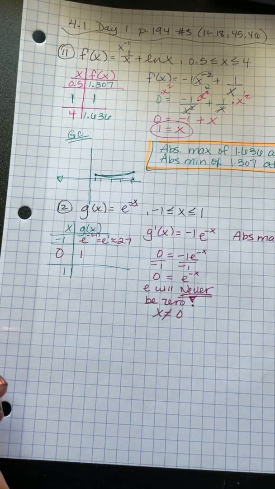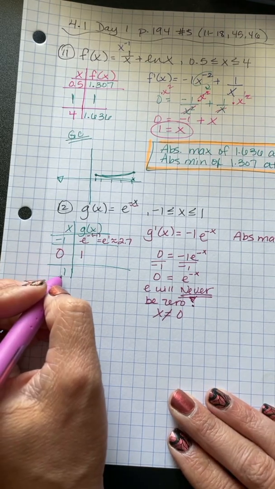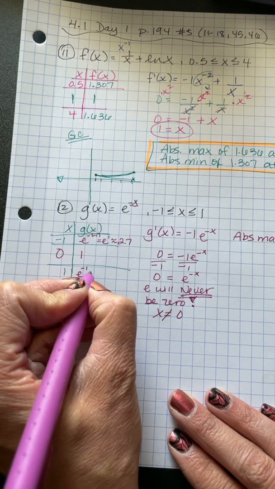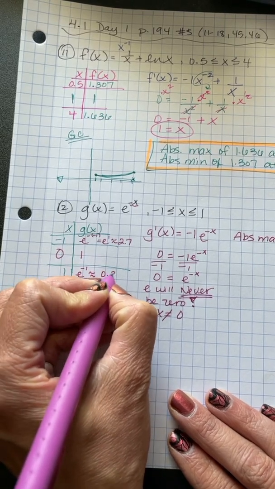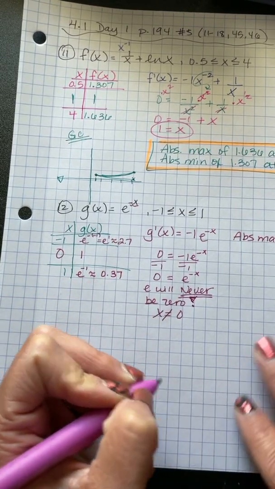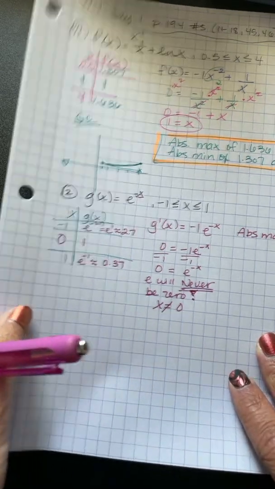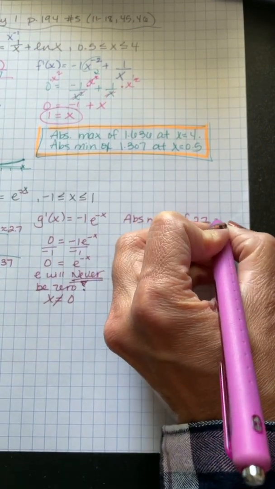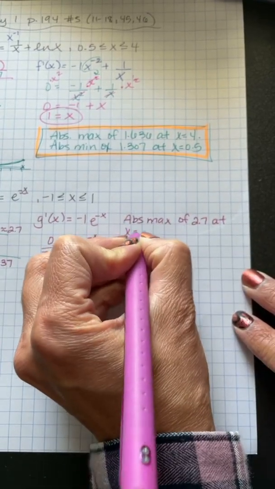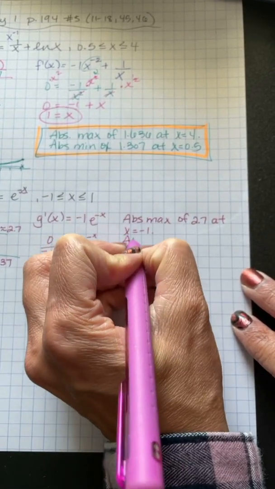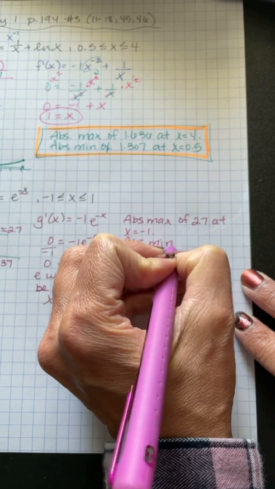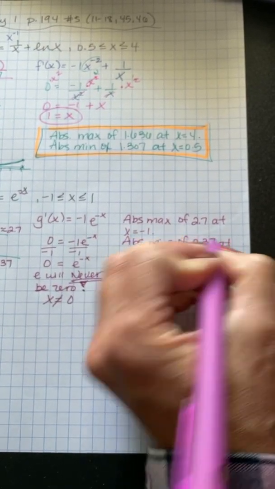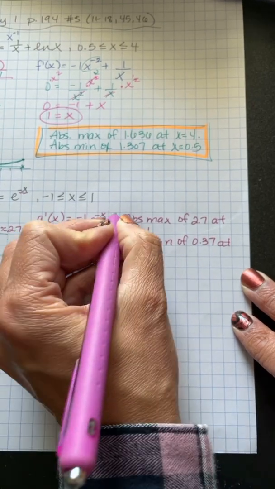And then if we plug in a 1, e to the negative 1 is approximately 0.37 if you type that into your calculator. All right, so our absolute max is a 2.7 at x equals negative 1. And we have an absolute min of 0.37 at x equals positive 1.